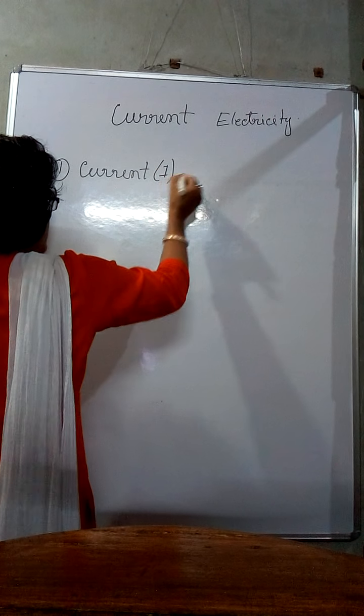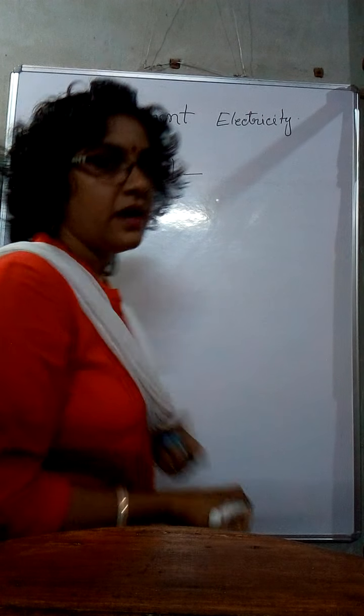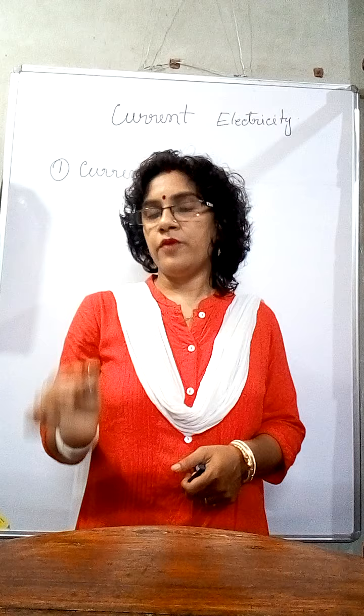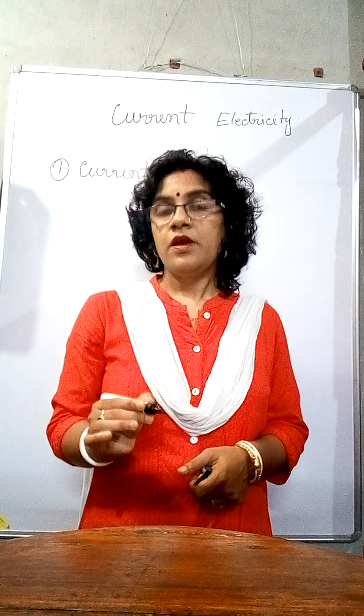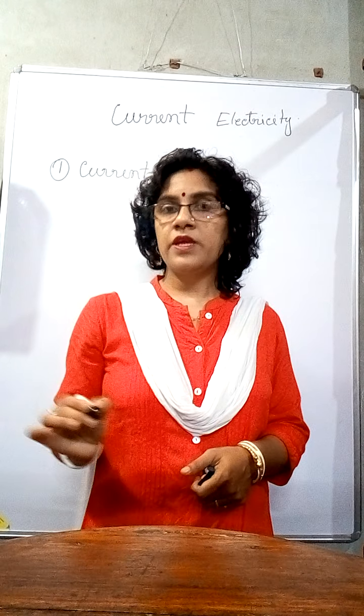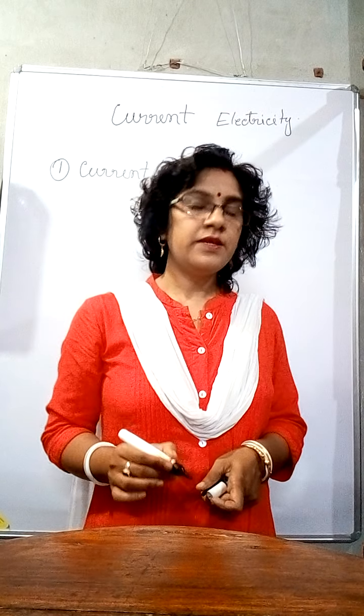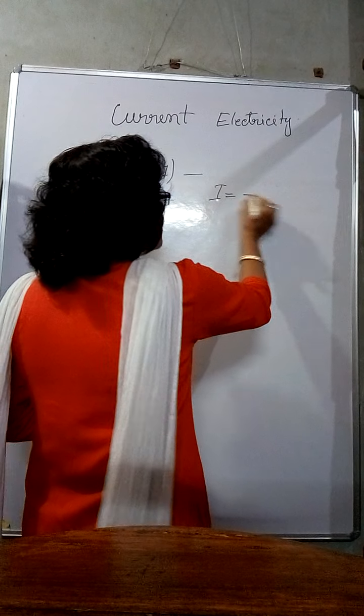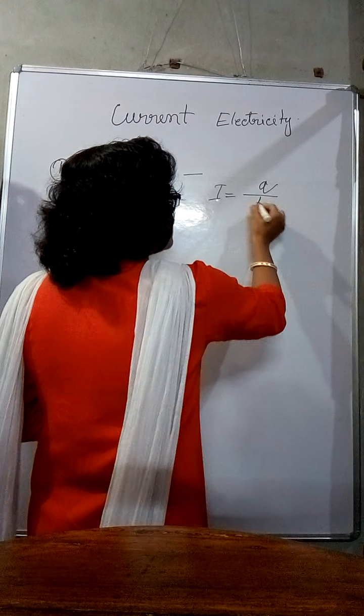Current, its symbol is I. Current is the rate of flow of charge. If Q coulomb of charge is flowing in time t seconds, then the current I is equal to Q by t.